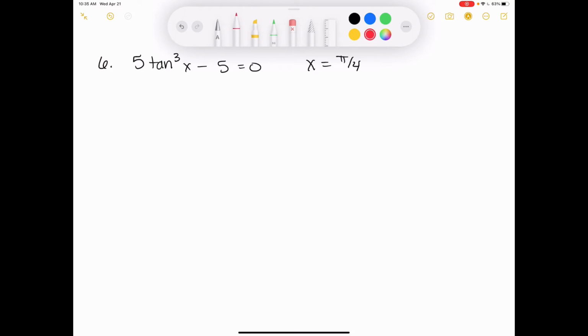All right, let's see. So I'm guessing it worked. Yes, it did. Okay, so I'm plugging it in. 5 times the tangent of pi over 4 cubed minus 5 equals 0. The tangent of pi over 4 was 1. 5 times 1 minus 5 equals 0. 0 equals 0. Done. I had like double the amount of steps as you, just so I could show all my work possible.